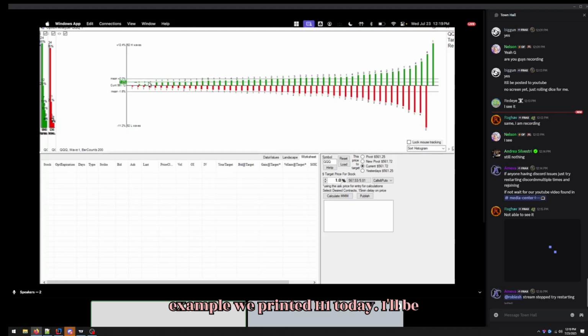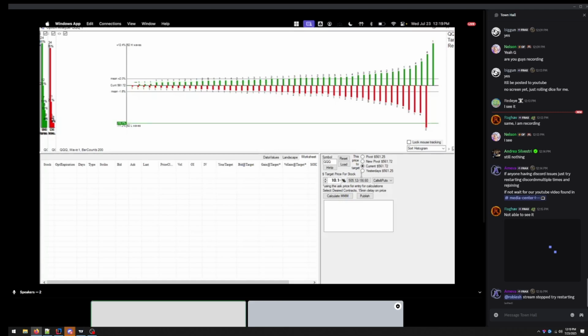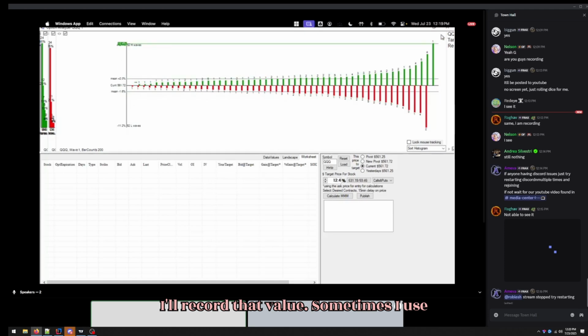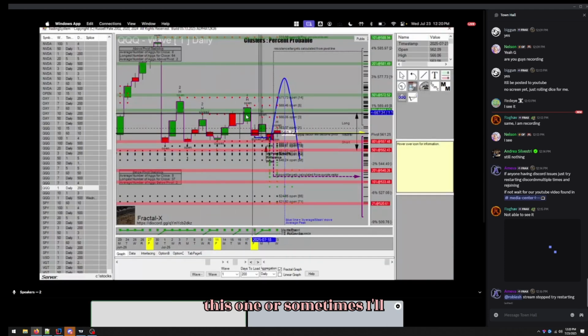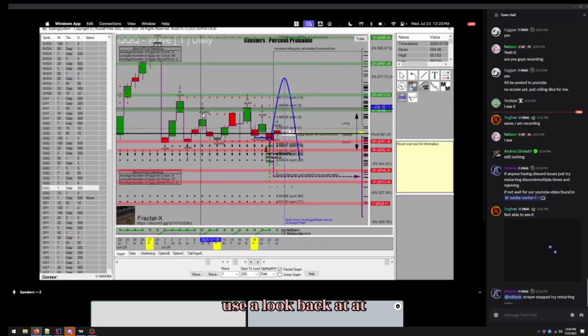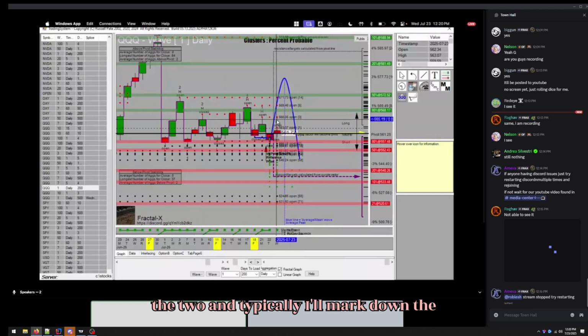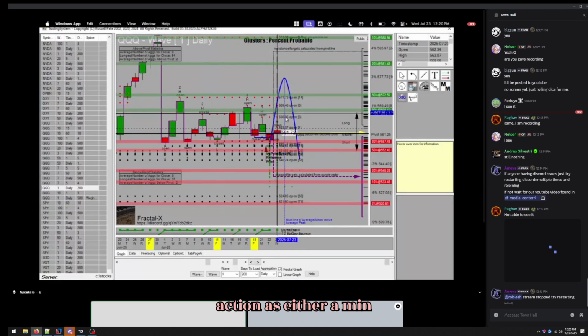Let's just say, for example, we printed H1 today. I'll be looking at an H2 here, and the value will be down here. And I'll record that value as 568.01. Sometimes I use this one, or sometimes I'll look back at the previous H2 and compare the two. And typically I'll mark down the one that is closest to current price action as either a min or just a plain H2 target. But I'll do the same for the other side for L1.